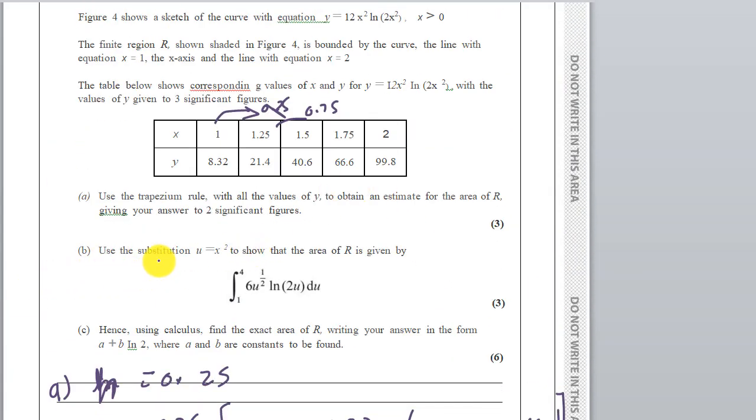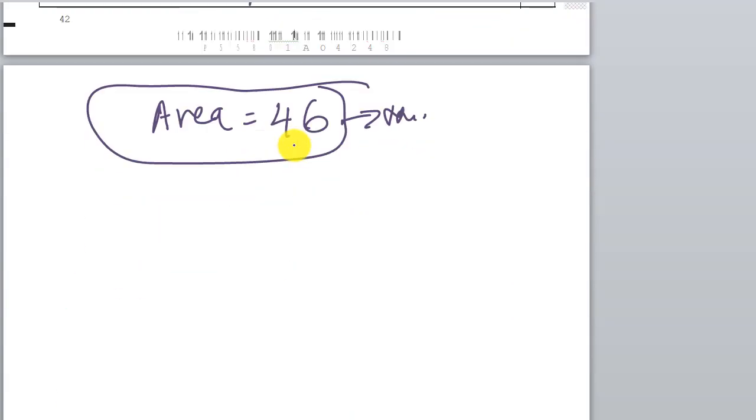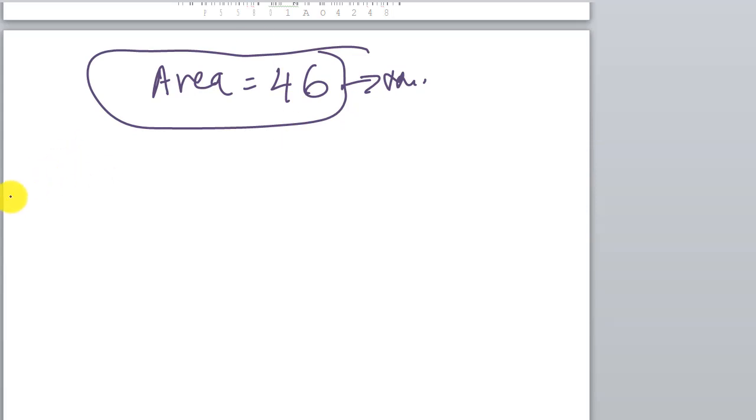Now use the substitution u equal to x squared to show that the area of R is given by this part. So the area of R was equal to integration from 1 to 2 of y dx. This is the area under the curve. So let us now find this area. So this is part B. He asked us to use u equal to x squared.